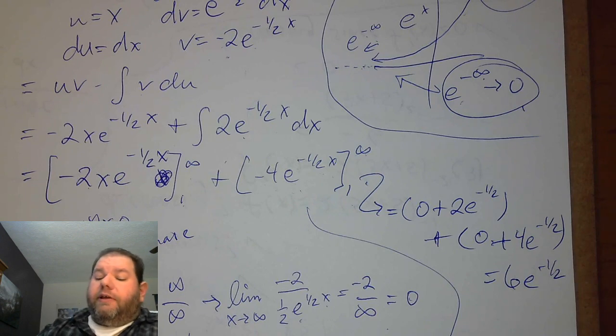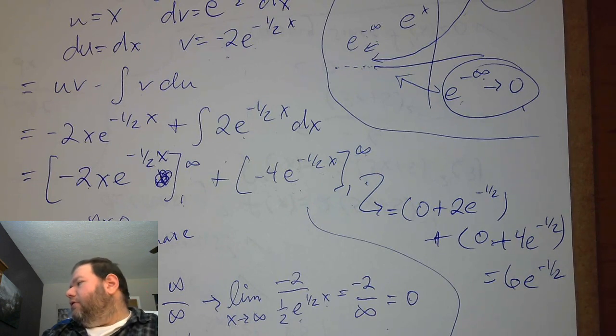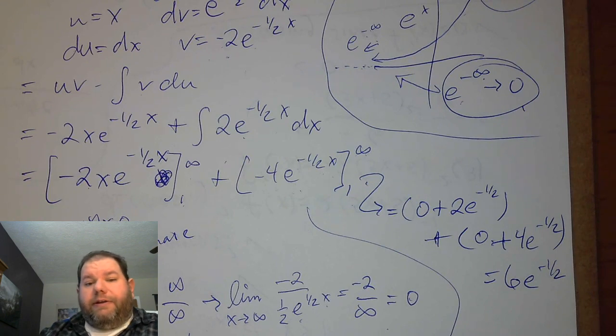Now, that's the value of the integral, finally. And it takes a lot to get there. But we know that the integral converges because we got a number besides infinity as the value of the integral, or that it doesn't exist. So we know it exists. It comes out to be 6e to the negative 1/2.